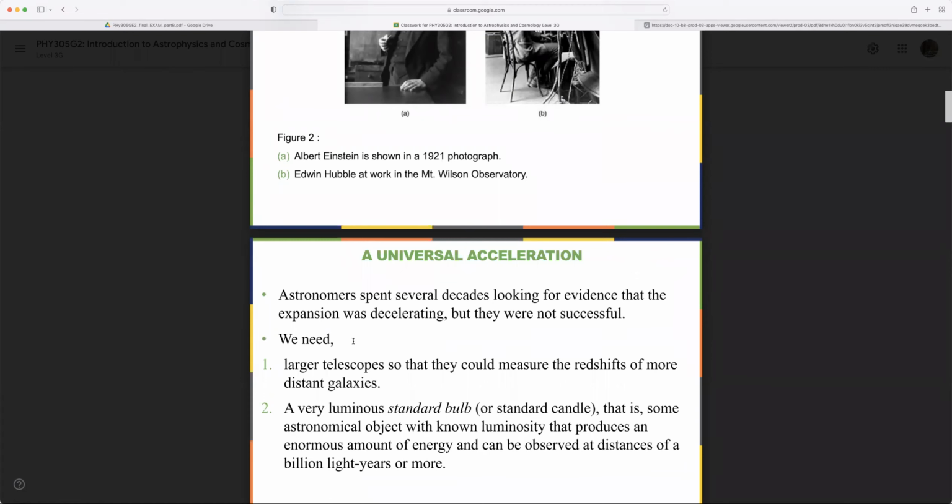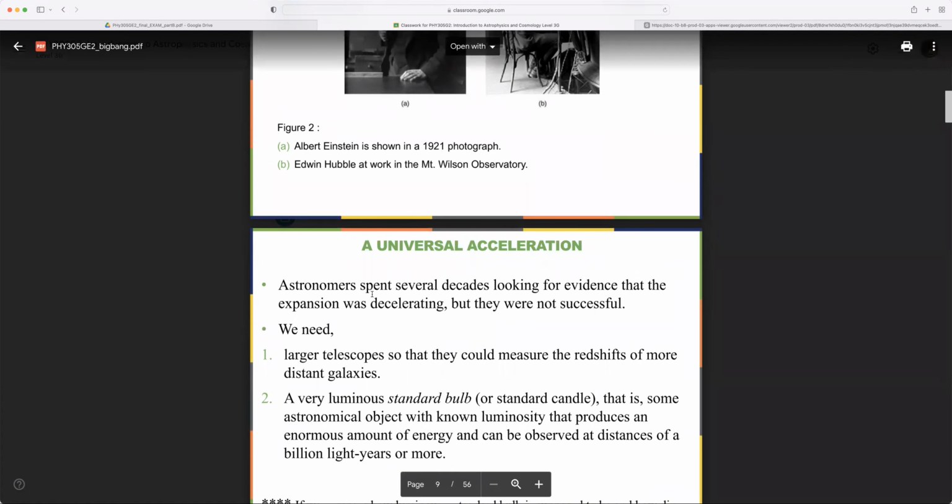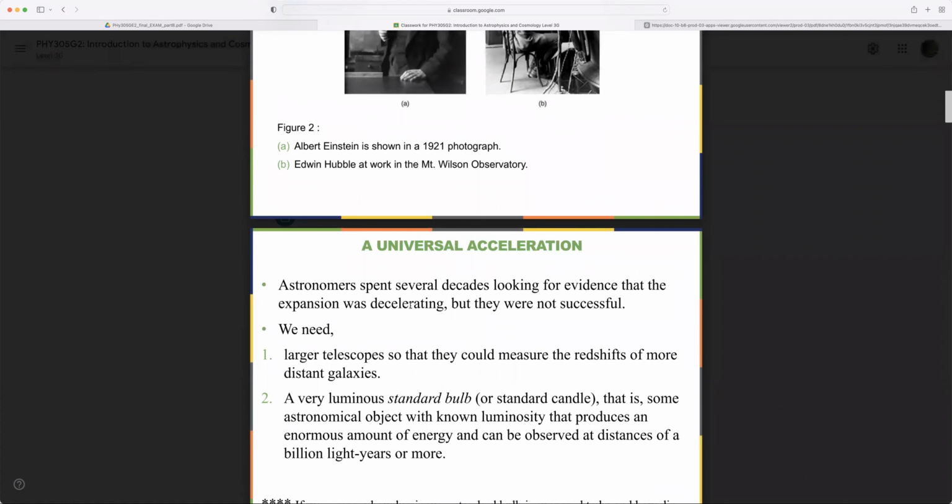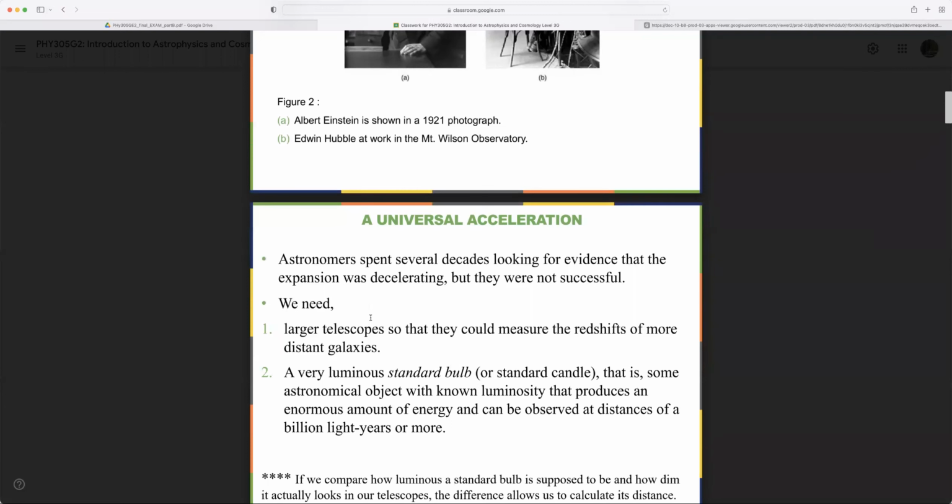That kind of question, right? So for that, actually, they need specific requirements. They spent several decades looking for evidence that the expansion of the universe will decelerate. That made sense, because when things get apart from each other, the effect of gravity is less, right? You know, when the distance increases. So they were thinking maybe there will be a deceleration at the end of this expansion. But even though they were looking for deceleration, they found a completely opposite thing.